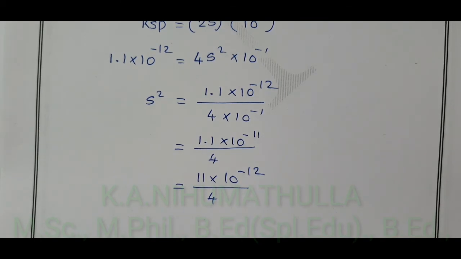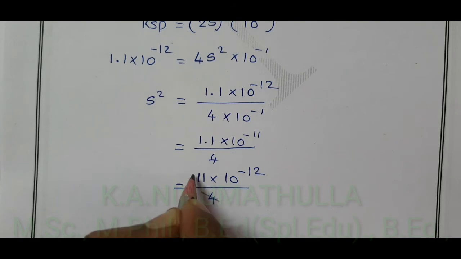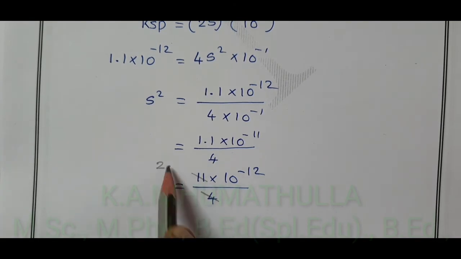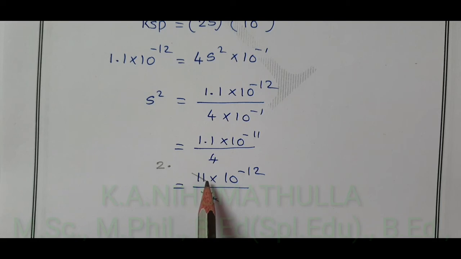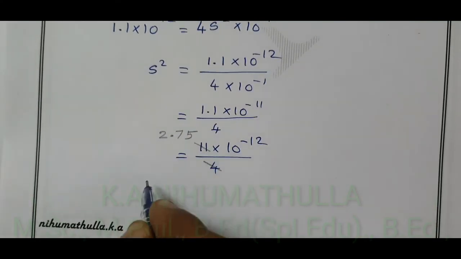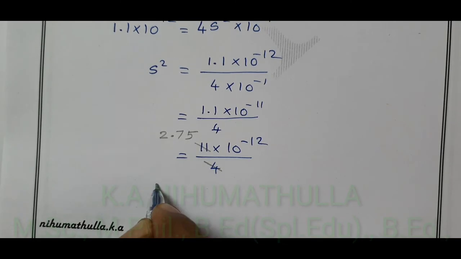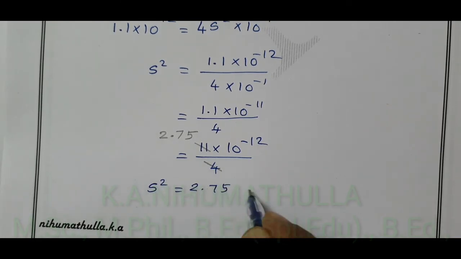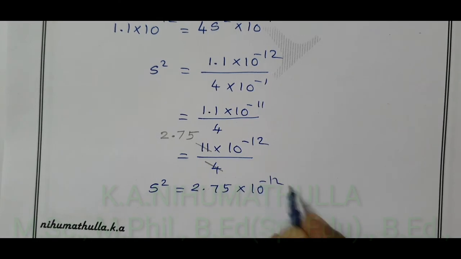You know how to cancel. 1 4 is 4. 2 4s are 8. Point, remaining 3, 13. 7 4s are 28. Remaining 2, 20. 5 4s are 20. So what is the answer? S squared is equal to 2.75 into 10 power minus 12.